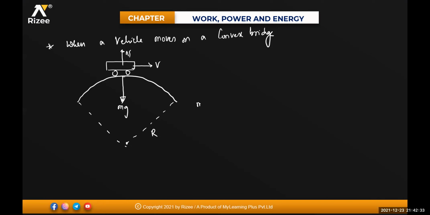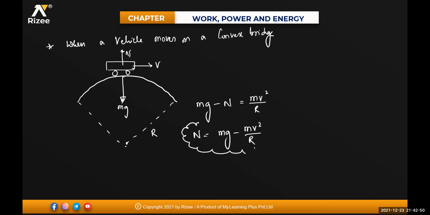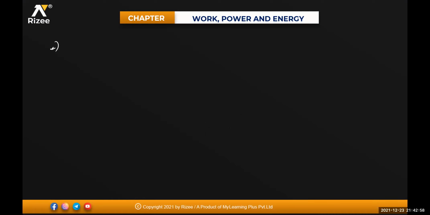So obviously this one will become the radius. Then I can write an equation here: mg minus normal will be equal to m v square divided by r. That means normal reaction N will be equal to mg minus m v square divided by r, when the body is on a convex bridge.